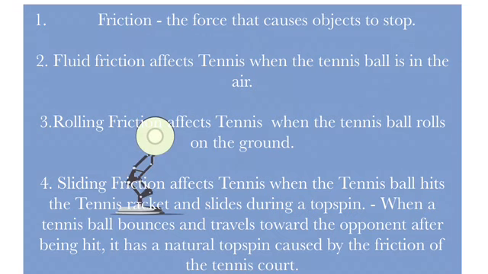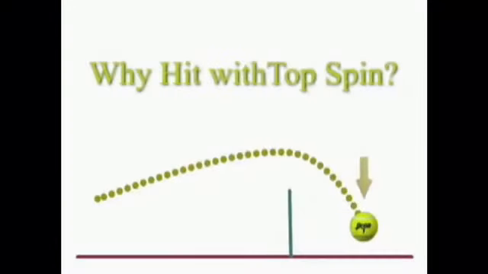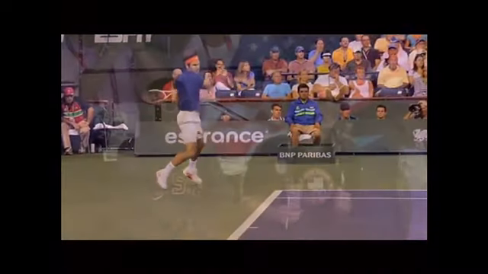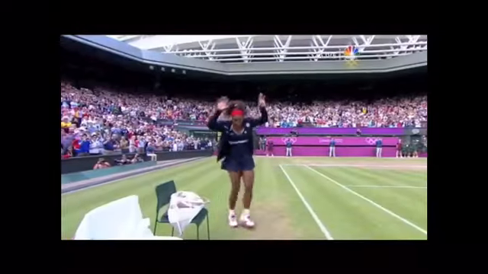When a tennis ball bounces and travels toward the opponent after being hit, it has a natural topspin caused by the friction of the tennis court. The friction between the tennis racket strings and the tennis ball causes the ball to spin forward towards the player when the tennis racket is slid under the ball. The sport of tennis can demonstrate different aspects of physics in one game.